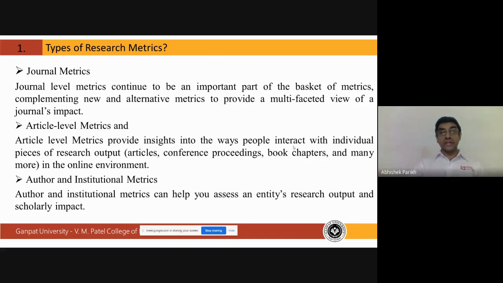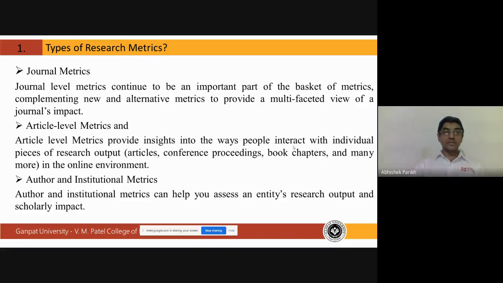Getting a very good weightage into the rating and ranking. Let's start with the general metrics. So general level metrics continue to be an important part of the basket of metrics, complementing new and alternative metrics to provide a multifaceted view of the journal's impact.